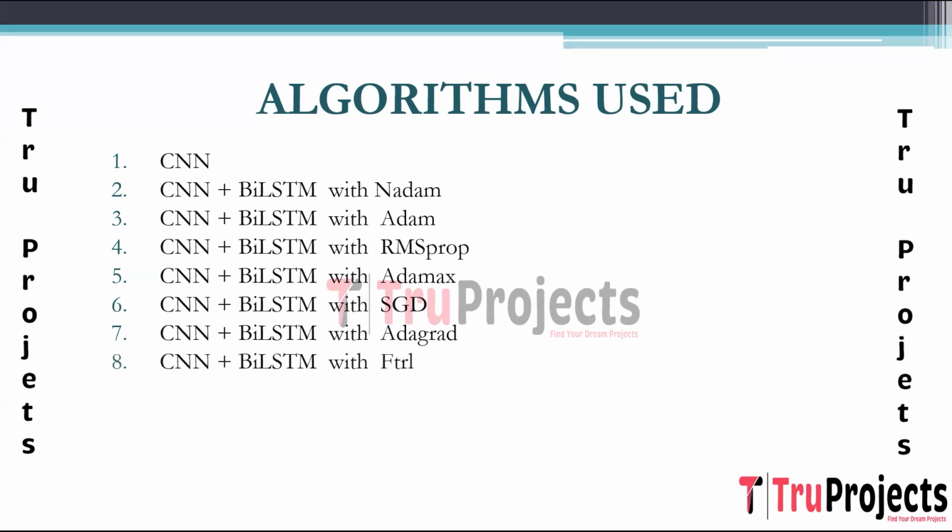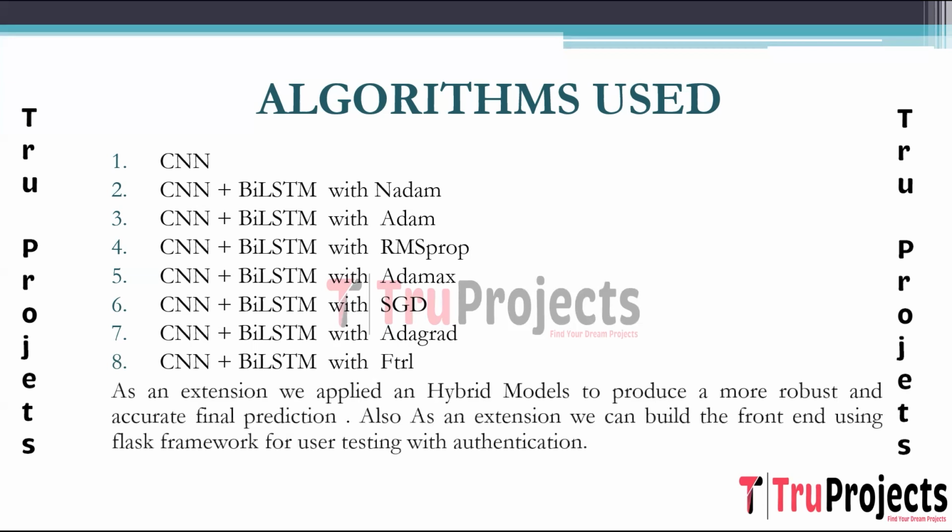The next one is CNN with BiLSTM with FTRL, which is Follow the Regularized Leader, a hybrid model using FTRL as the optimization algorithm, combining online learning with regularization. FTRL maintains per-coordinate learning rates and adapts to varying data distributions. As an extension, we applied a hybrid model to produce a more robust and accurate final prediction.